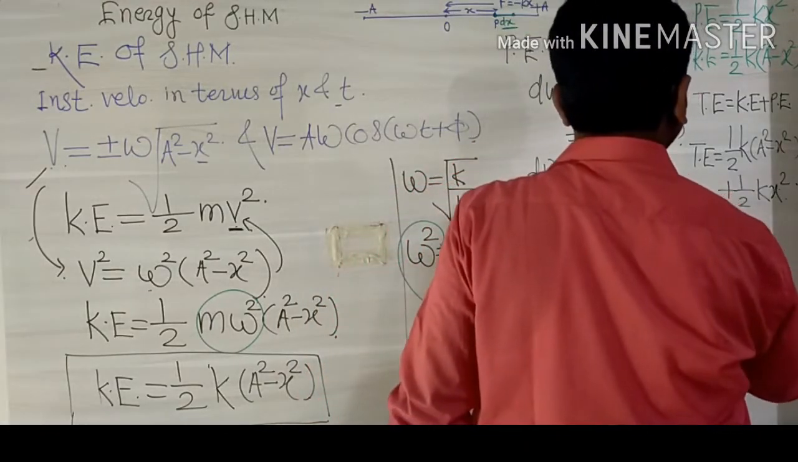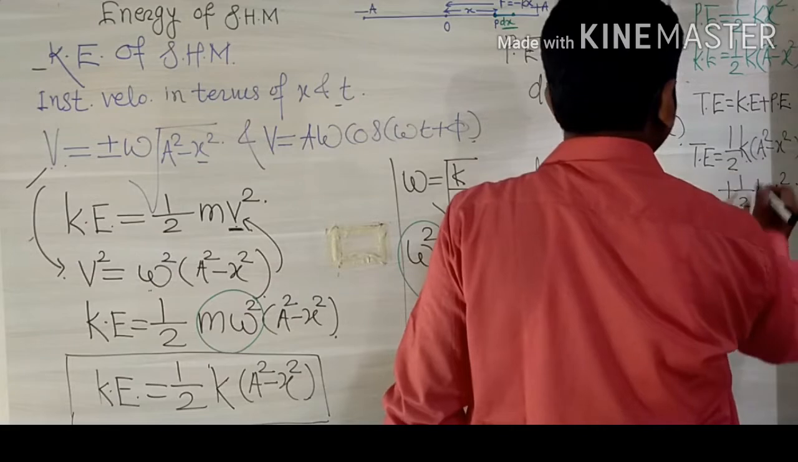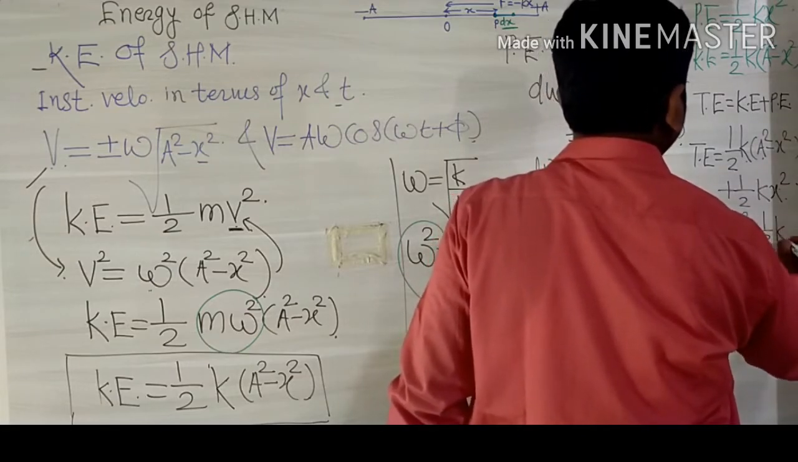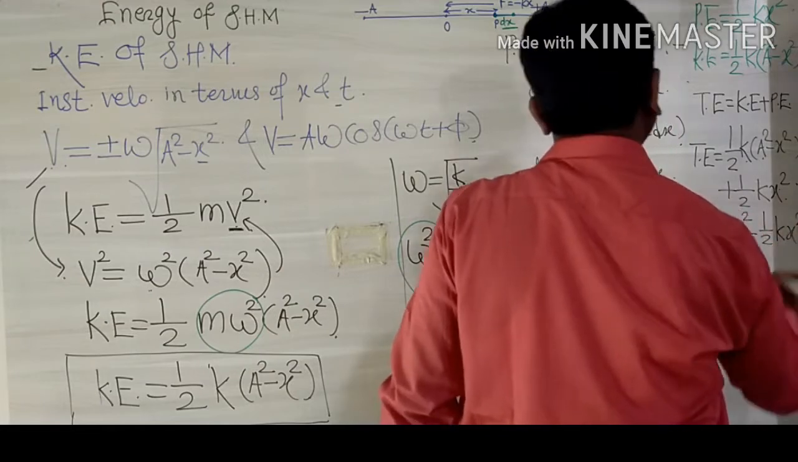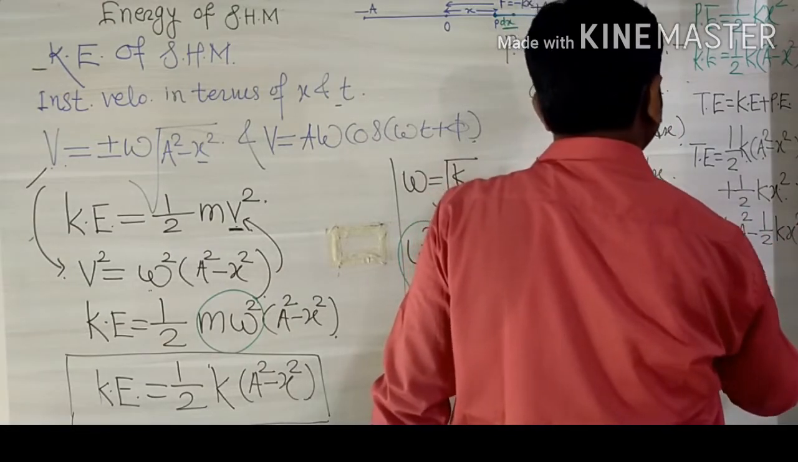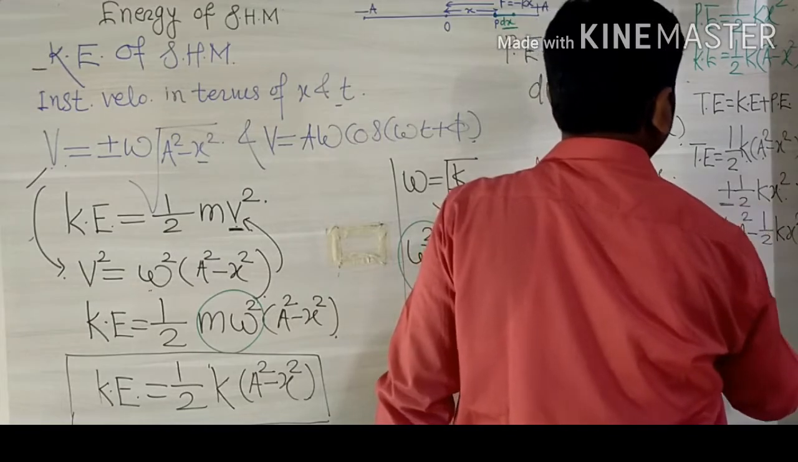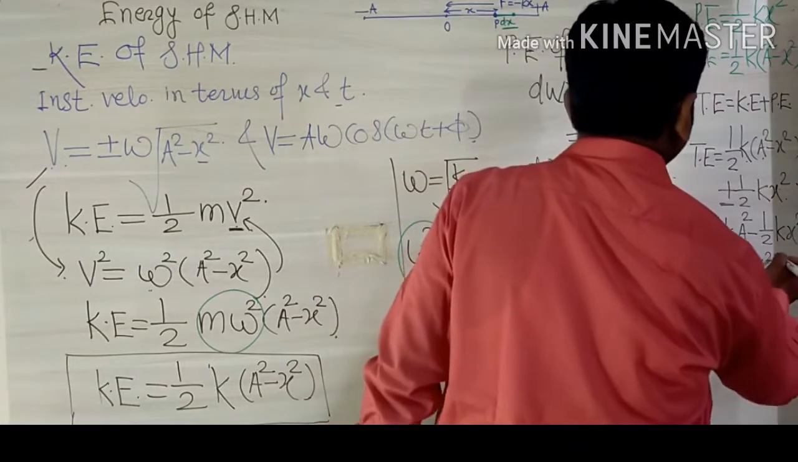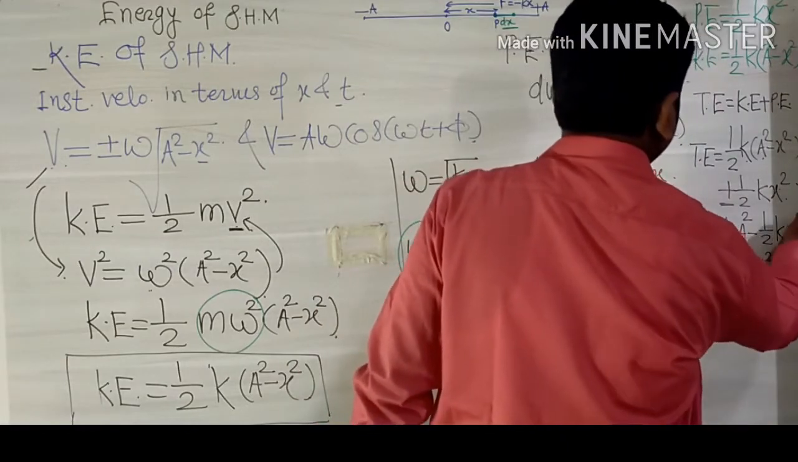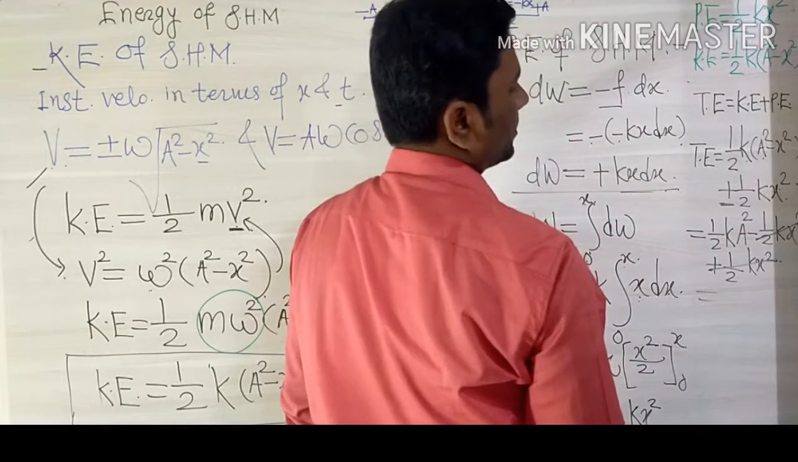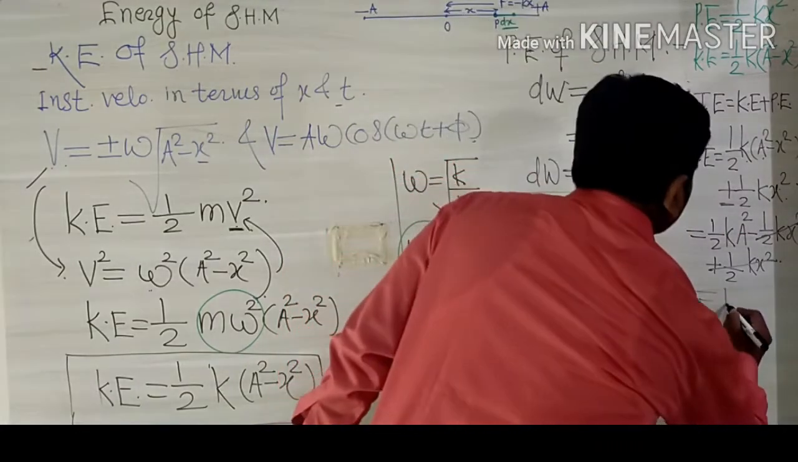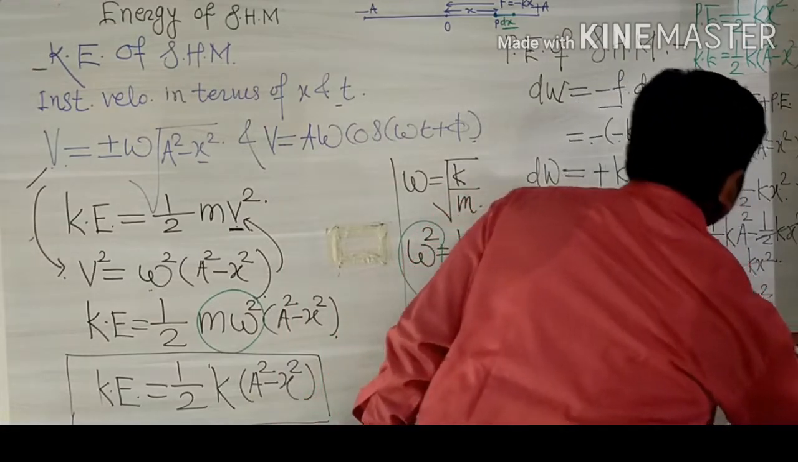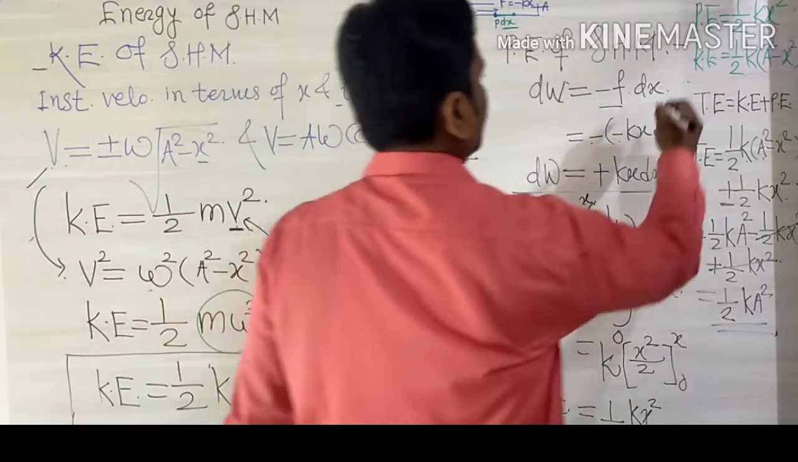So 1/2 k a square minus 1/2 k x square plus 1/2 k x square. So plus 1/2 k x square and minus 1/2 k x square get cancelled. We get 1/2 k a square. So that is the total energy.